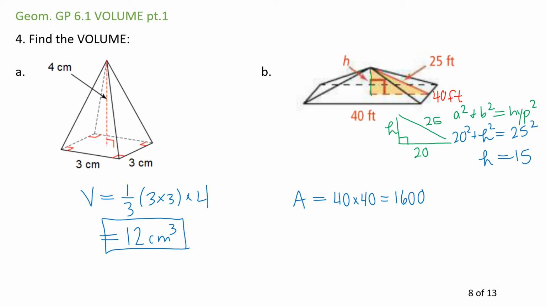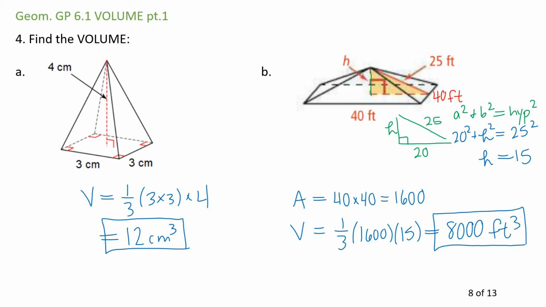So volume is 1/3. Area of the base I found was 1600. And I just found the height was 15. Don't forget to divide by 3. You've done all this work, and sometimes you'll forget.